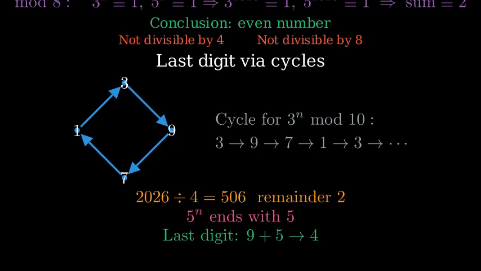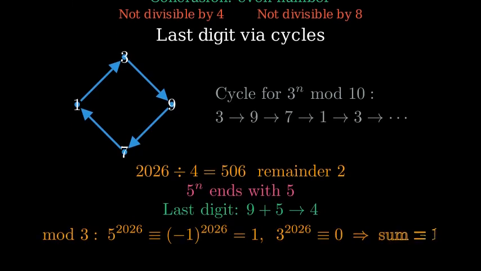Quick checks for divisibility by 3 and by 5. Modulo 3, 5 behaves like -1. With an even exponent, that becomes +1. 3 to a positive exponent is divisible by 3, so it is 0 modulo 3, and the sum is 1 modulo 3. Not divisible by 3.